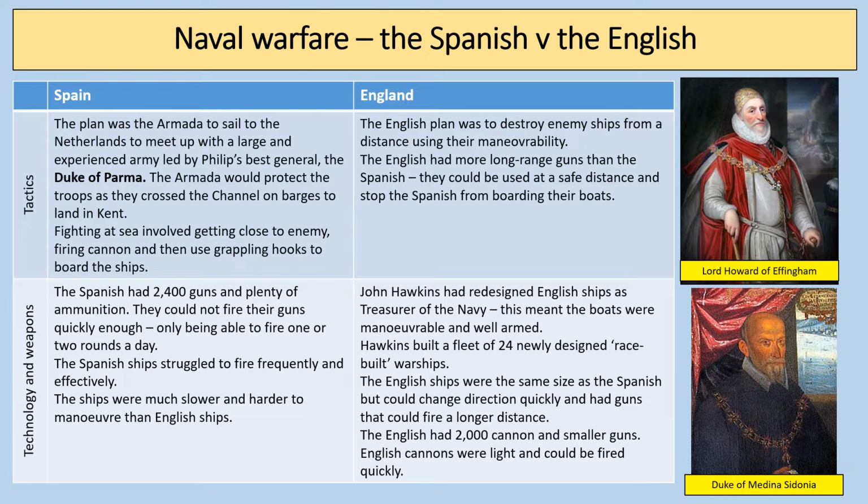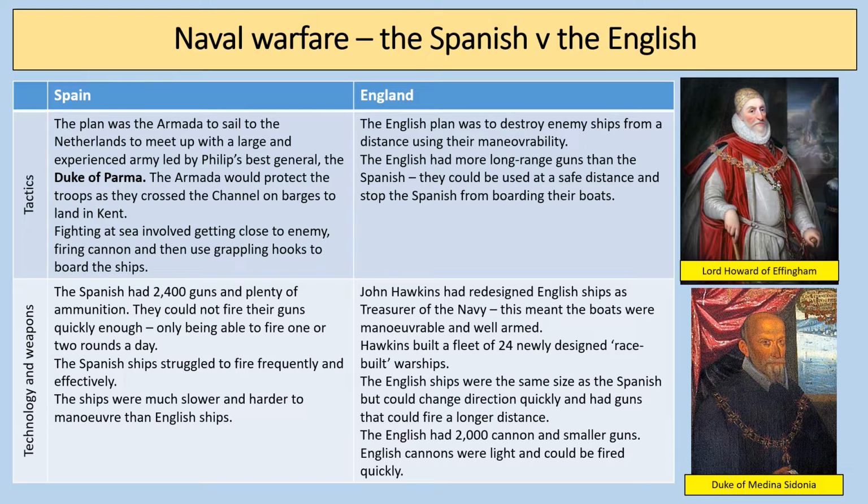The idea is that the Duke of Parma's army would be transported on what are basically flat-bottomed barges. They would have crossed the channel and landed in Kent, and the Armada was designed to protect them. So the English plan was to destroy the enemy ships from a distance.